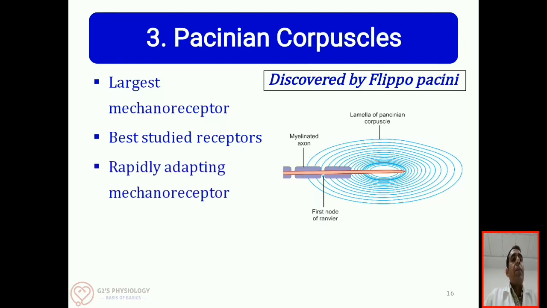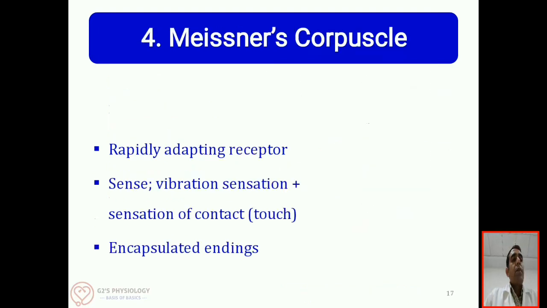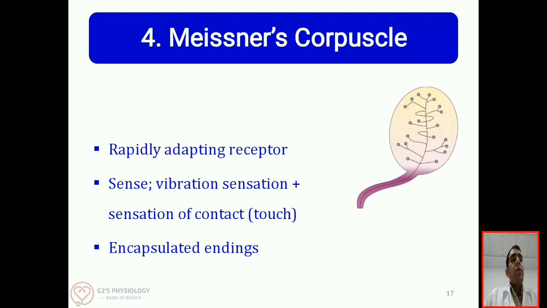And these are rapidly adapting. The first two that we saw earlier are slowly adapting, and this one is rapidly adapting. They sense high frequency vibration and pressure. And these are encapsulated. One more encapsulated receptor is the Meissner corpuscle. Look at this, this is encapsulated.